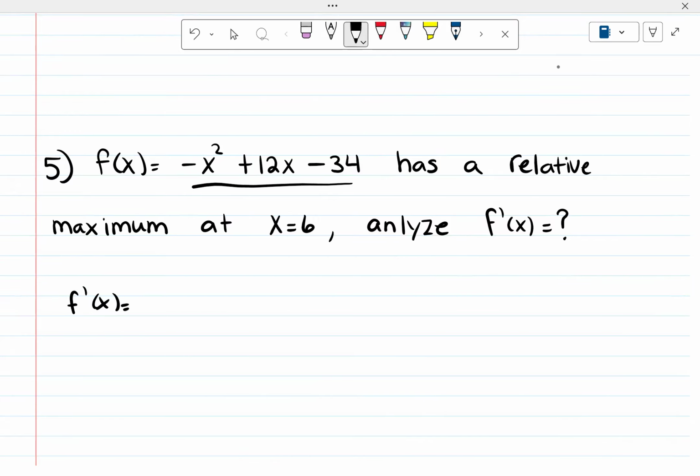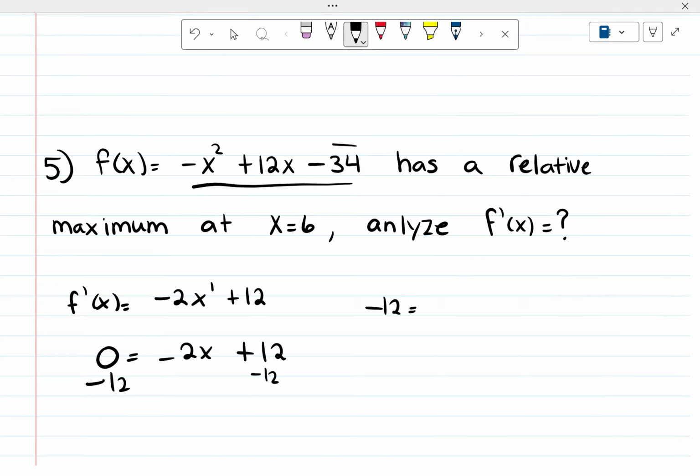So starting with negative x squared, the derivative of that would be negative 2x to the 1. The derivative of 12x is positive 12. The derivative of a constant is 0. Okay, and then what you're going to do is set f prime to 0 and go ahead and solve for x. So you're going to subtract 12, you get negative 12 equals negative 2x. And then solve for x by dividing both sides by negative 2. And you get x equals 6.